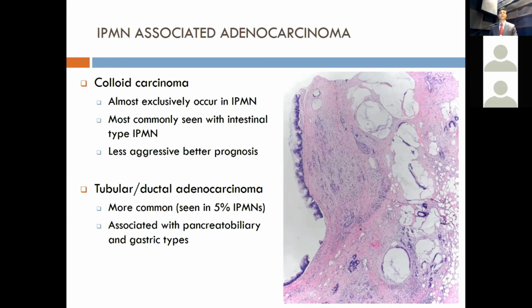The other variant of pancreatic adenocarcinoma, which is called the colloid carcinoma, is much less common, but it is almost exclusively seen with IPMN. One of the features of this tumor is that it has a much better prognosis, being much less aggressive. And it is characterized by the presence of these invasive mucin pools, where you can see mucinous epithelial strips floating.